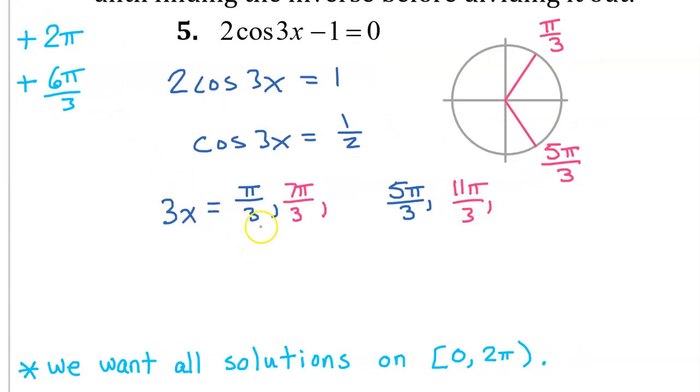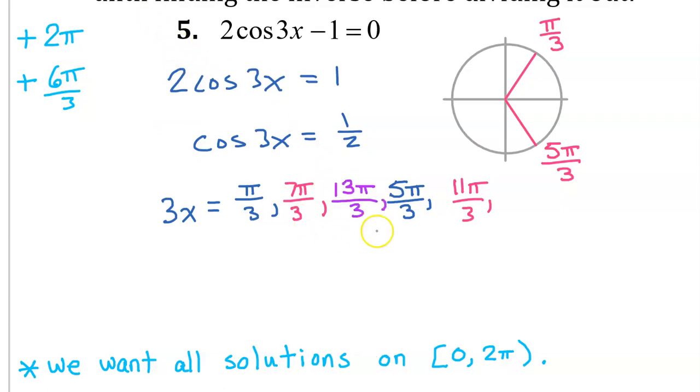So far we have found 2 sets of solutions. Do we need to find another set? As a rule of thumb, the multiplier tells you how many sets of solutions you need to find. So because we have 3x, we probably will need 3 sets of solutions. So let's find one more pair of solutions by adding 2 pi. In other words, by adding 6 pi over 3 again. 7 pi over 3 plus 6 pi over 3 is 13 pi over 3. Similarly, 11 pi over 3 plus 6 pi over 3 is 17 pi over 3.